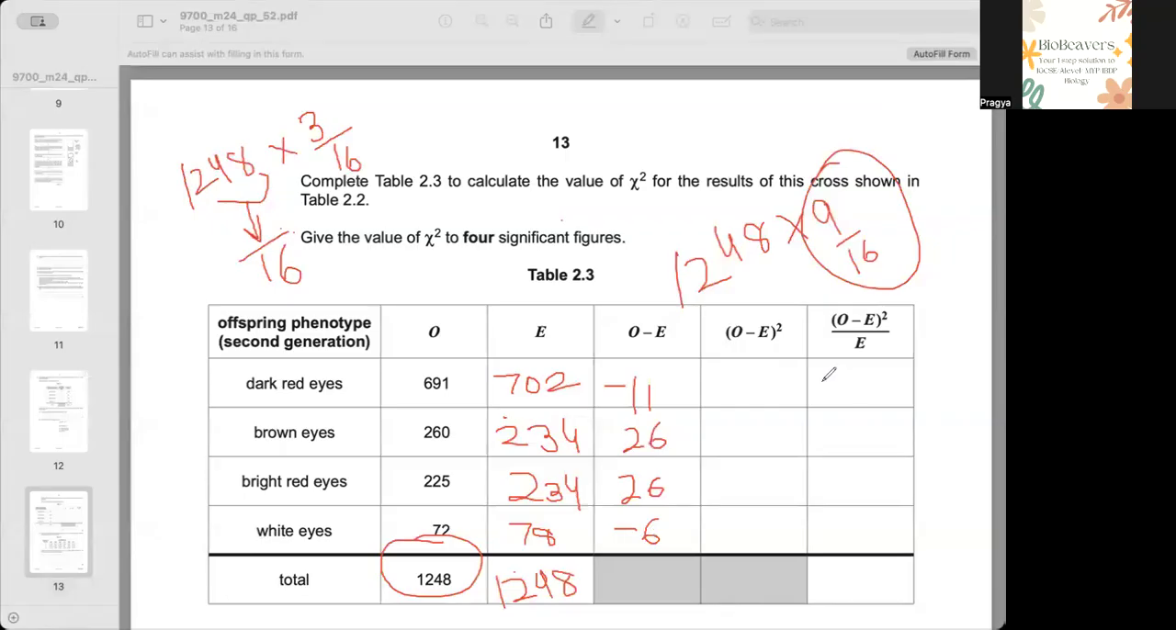Okay. Now, when we try and do the squares for each one of them, this is 121. All these will be positive values. 26. What is the square of 26? Is what you get as 676. So 676 right here. And the last one is 6 6 are 36. So we've put in our values here, O minus E whole square divided by E.